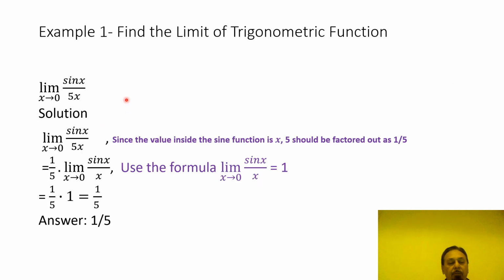Okay, so example 1. Let's find the limit of sine x over 5x. Looks like we can factor out 5, because inside the function sine we have x, so we need to have x, not 5x. So we can factor out 1 over 5. The limit as x approaches 0 of sine x over x, by the special limit, is 1. So the result is 1/5 times 1, which is 1/5.